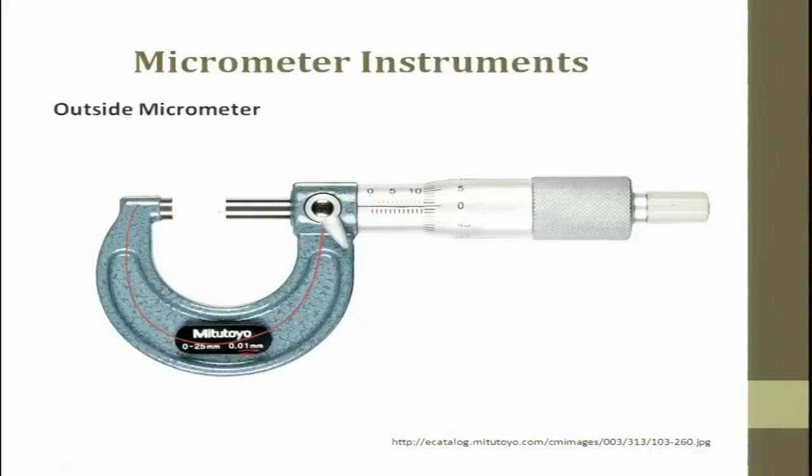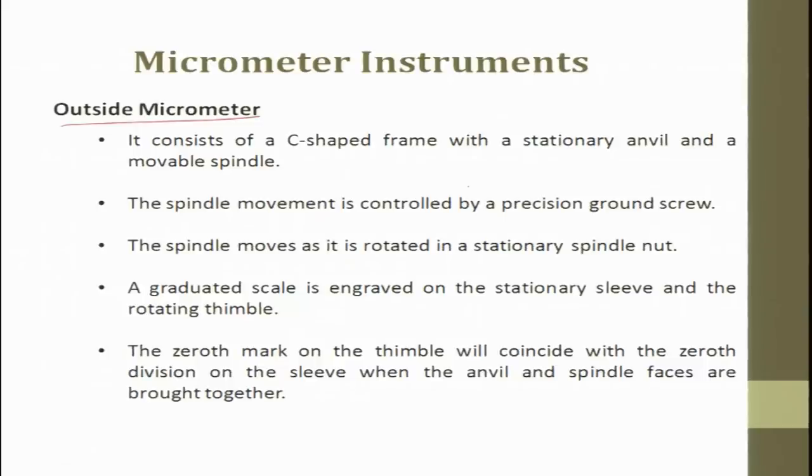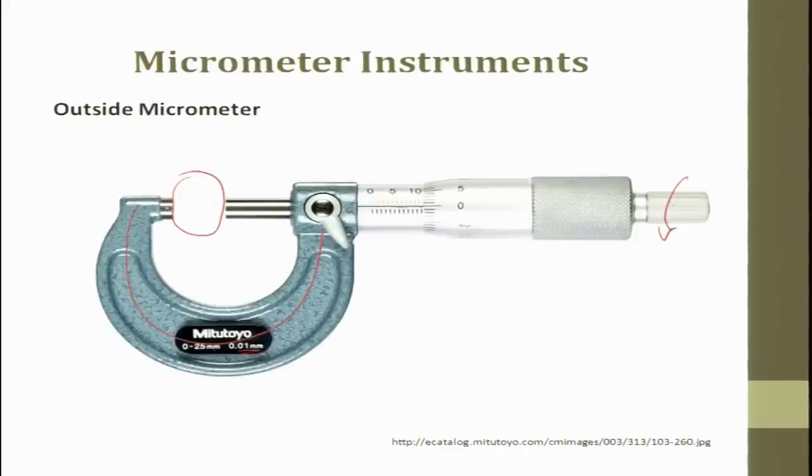What we do is keep the component here and start rotating. Once it is very close and tight, we rotate this knob until we get a click sound. The moment we get a click sound, uniform pressure is applied, so we stop and look at the readings of the main scale and the vernier scale. It consists of a C frame with a stationary anvil and a moving spindle.